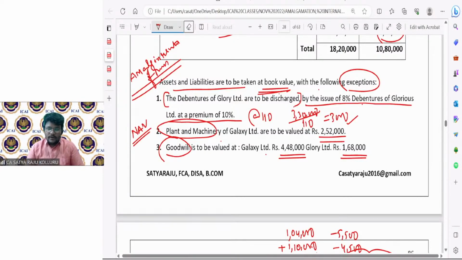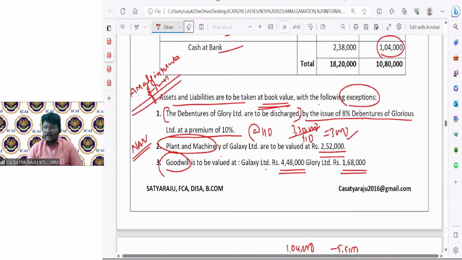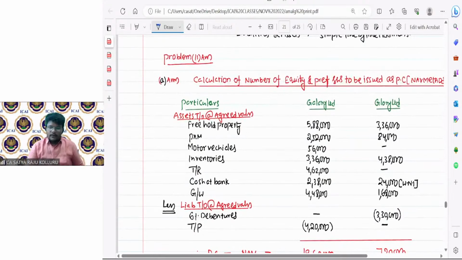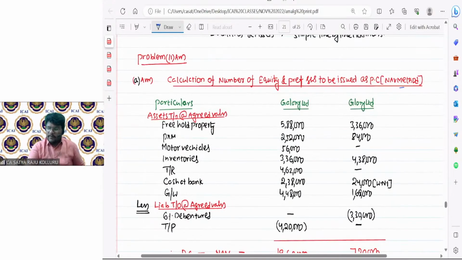Fine. Now, if the method of PC is NAV method, I need to know all the assets' agreed values and all the liabilities' agreed values. Just to save my time, I will calculate the PC from my written PDF. Let me consider it for the discussion. So method of PC is NAV method.